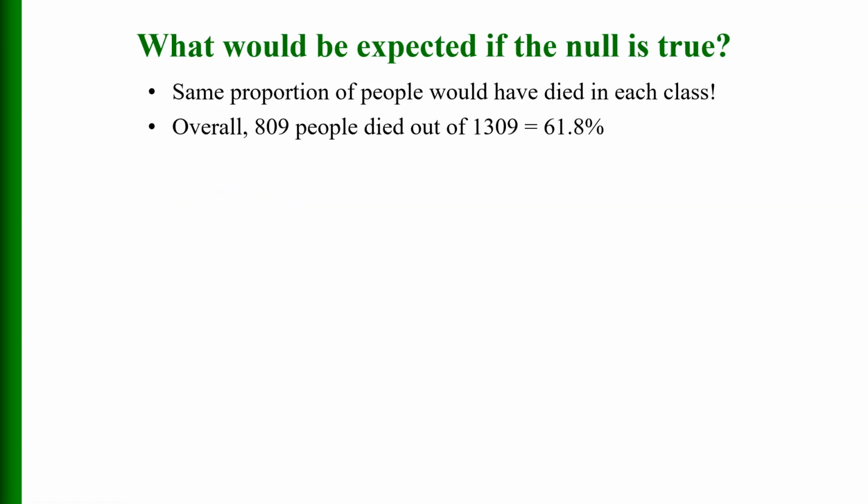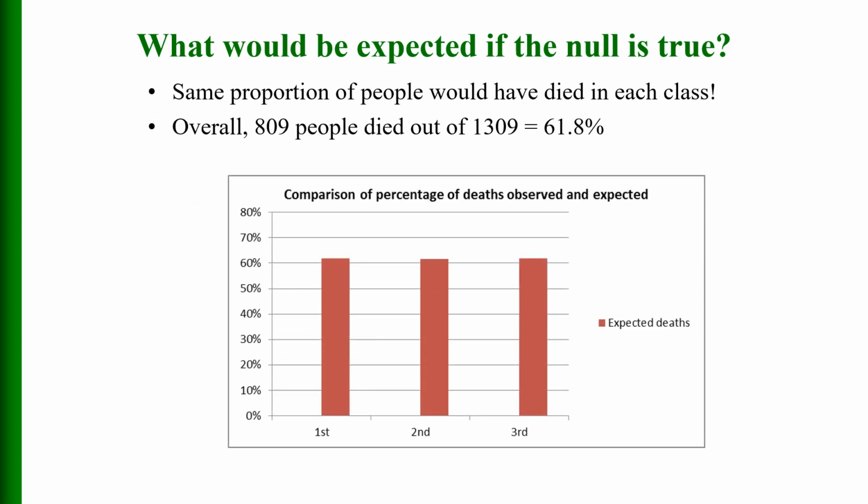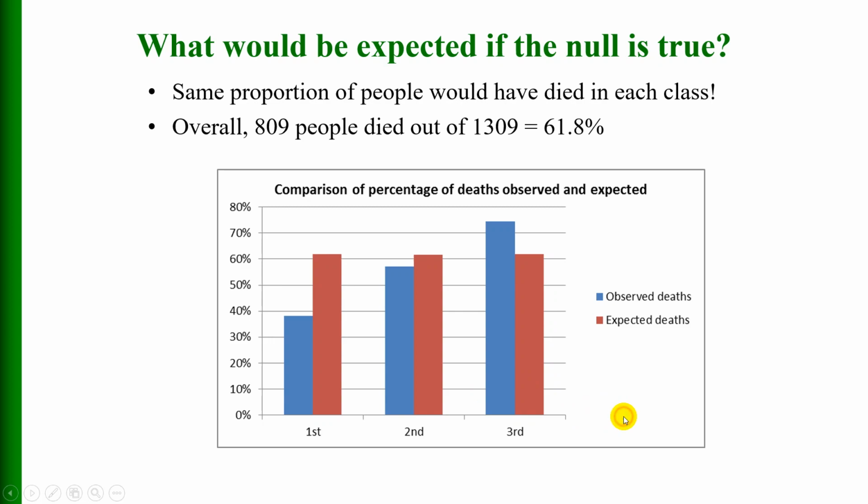What would be expected if the null is true? The same proportion of people would have died in each class. Overall, 809 people died out of 1309, and that is 61.8%. But a comparison of percentage of death observed and expected, this is the expected deaths in first, second and third class. These are the 61.8% in all the 3 classes.